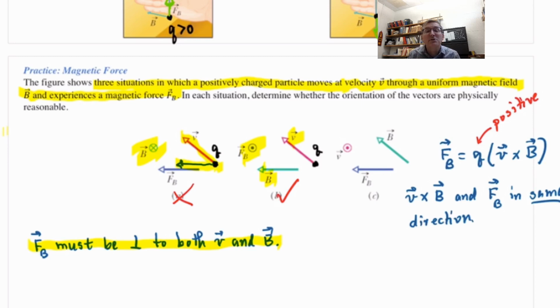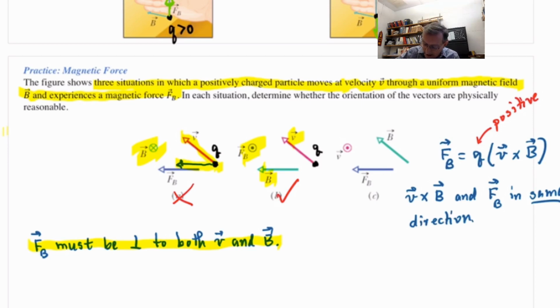Okay, what about picture C? The magnetic field is kind of in the plane of the screen and up and to the left. The magnetic force is in the plane of the screen and to the left. And the velocity of the particle is directly out of the screen towards us. Is that physically possible?